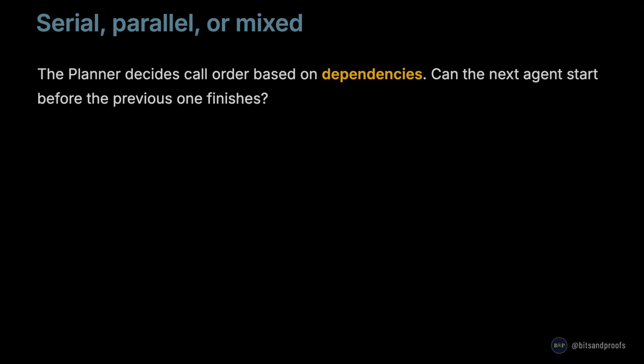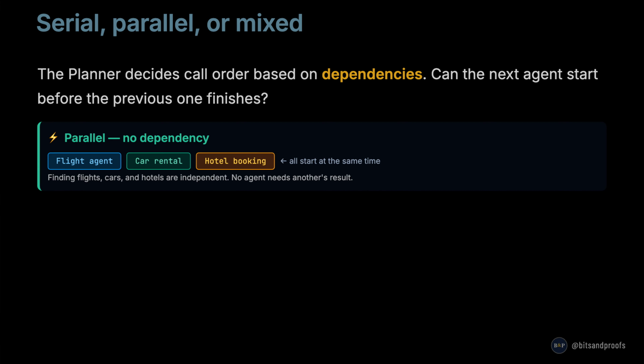One planner, many specialists. But do those specialists run at the same time or one after another? It depends on whether the next agent needs the result of the previous one. Take finding flights, a car, and a hotel. None of them need each other's result. The planner can send all three tasks together. They run in parallel. The total wait is only as long as the slowest one.